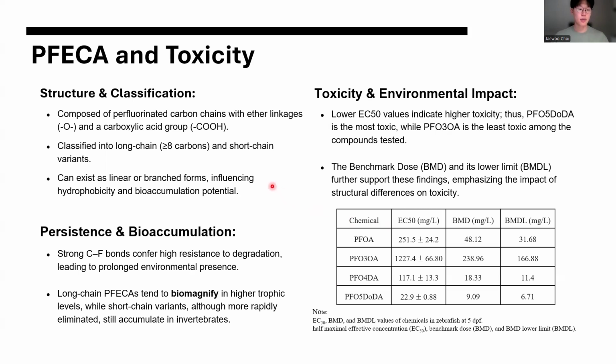PFECAs consist of perfluorinated carbon chains with ether linkages and carboxylic acid groups. They can be classified into long-chain and short-chain variants. Long-chain variants have more than 8 carbons, whereas short-chain variants have less than 8 carbons. Despite these modifications, PFECAs still persist in the environment, raising concerns about their long-term effects. Specifically, strong C-F bonds confer higher resistance to degradation, leading to prolonged environmental presence.